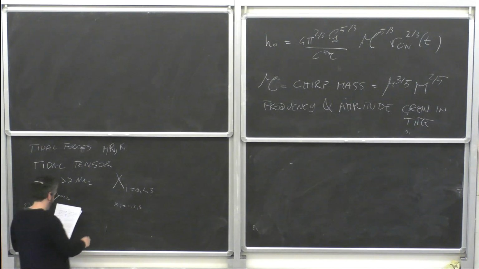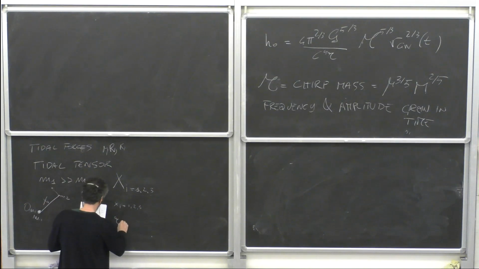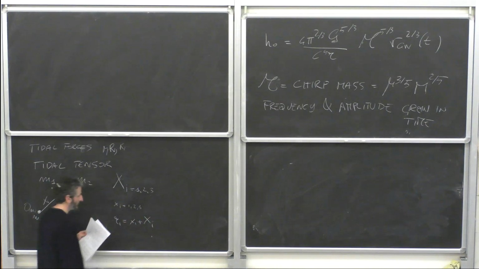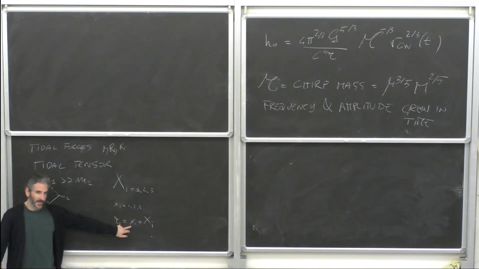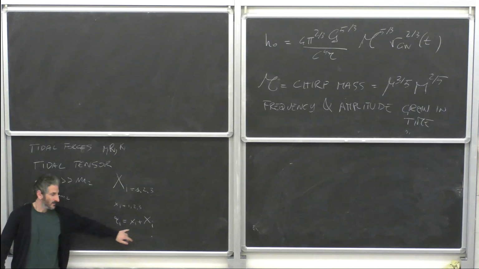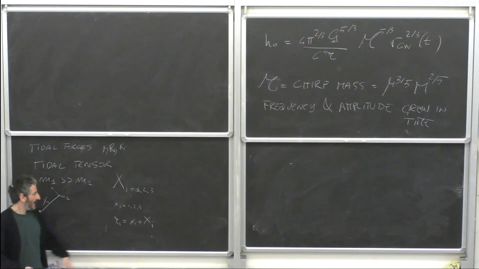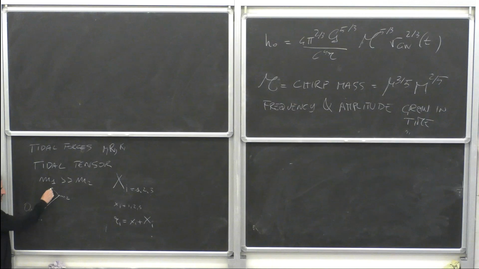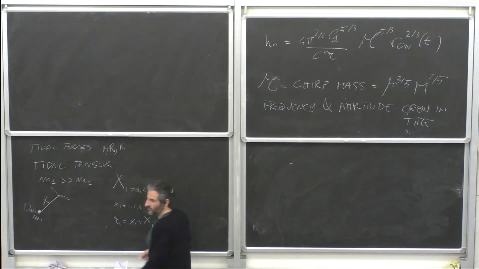Such that small x plus capital X, which I define as R, are the coordinates of the small particle with respect to m1. So this is capital X, this is small x, and this is R. Sorry, this is capital X plus small x. You see what I'm trying to do here?